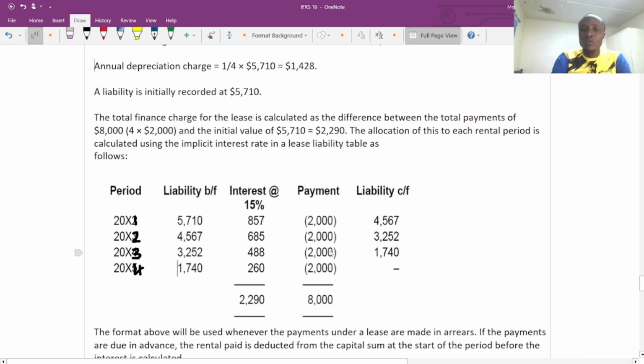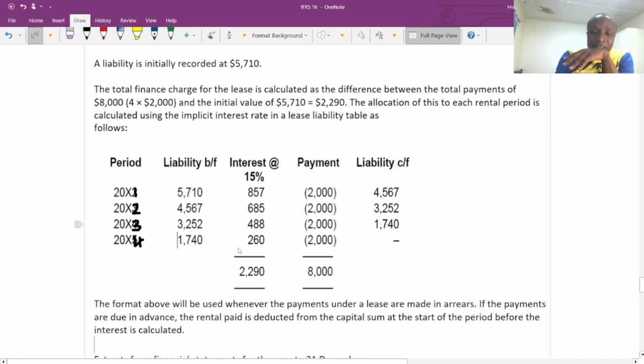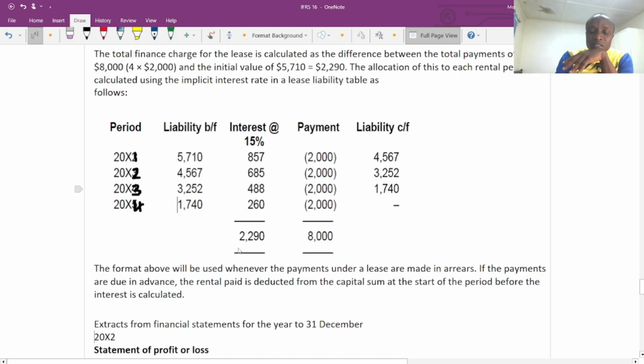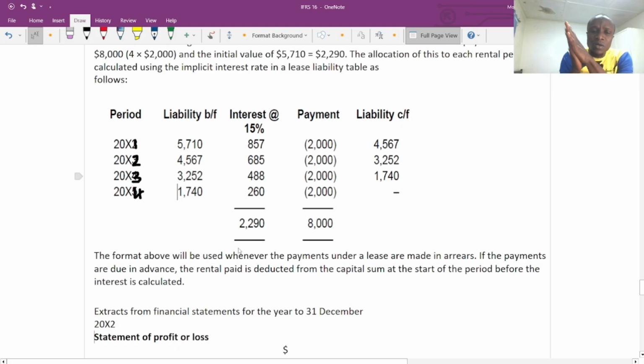Also, we are going to deduct the cash payment. Then the difference will be the closing liability, 3252. And that's how we are going to do for the rest of the remaining years. Very simple. So now the total interest payment is 2290 and the total cash payment is 8000. So now we need to split between the current liability and the non-current liability.